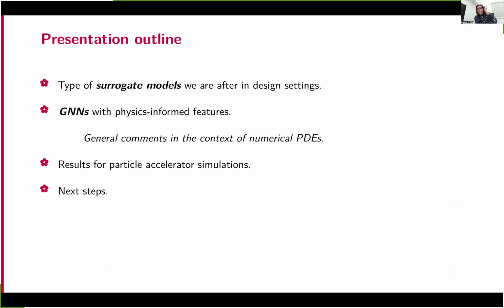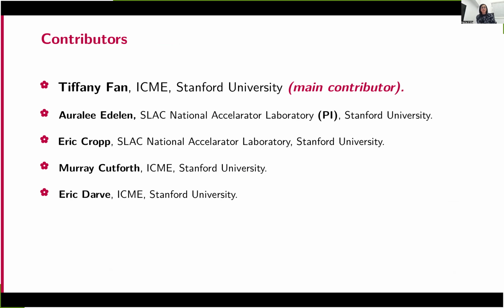I will talk a little bit about our next steps and some other ongoing work at Stanford in the context of graph networks. As I mentioned earlier, the main contributor here is Tiffany. Tiffany is a student at the Institute for Computational and Mathematical Engineering at Stanford, and all the results that you're going to see today are part of Tiffany's thesis. The PI at SLAC is Orly, and Eric Kropp is also a scientist at SLAC. Murray is a postdoc at ICME, and Eric Darve is the director of ICME and the co-advisor for Tiffany.